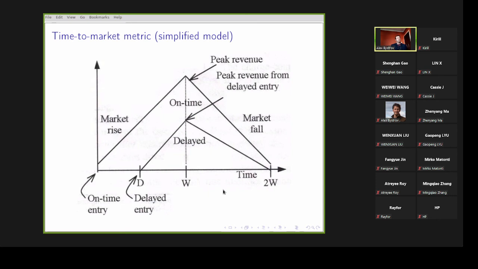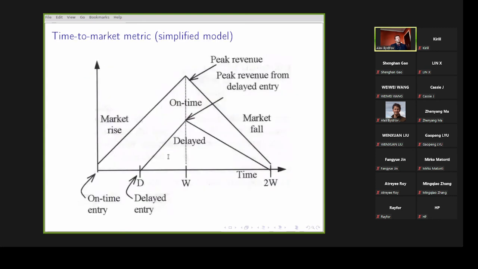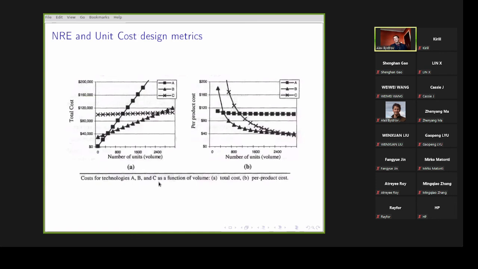So this is to the importance of reducing time to market. For this, we need to reduce time to prototype. This may result in higher non-recurring engineering costs. Probably it may increase even the unit cost, which comes from here. Right?